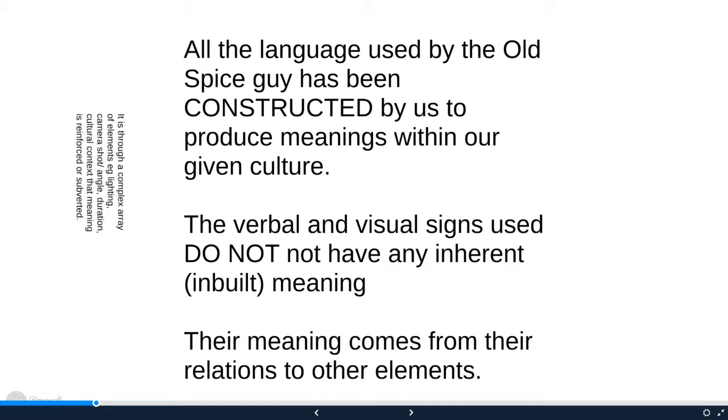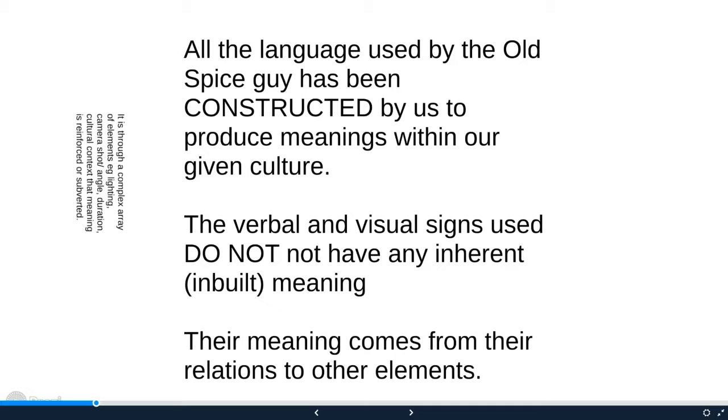All the language used by the Old Spice guy has been constructed by us to produce meanings within our given culture. The verbal and visual signs used in that advert do not have any inbuilt meaning to them. Culturally, we've created these meanings of diamonds meaning luxurious gifts, a horse meaning that of a prince in a fairy tale, and a boat being that of affluence and a rich lifestyle. These are culturally constructed meanings that in our culture we've built up.